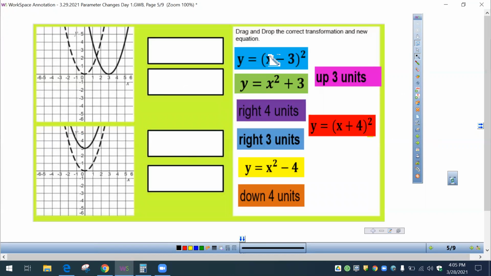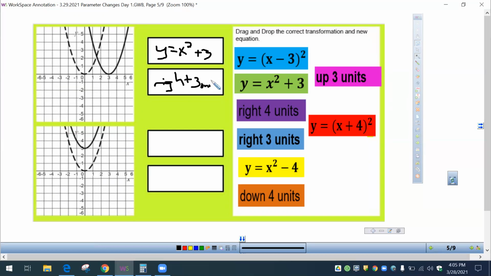Same thing. You have all these 4 choices. The dotted one here is the parent one, and you can tell because it starts at 0, 0. You're going to tell me what happened with the new one. You see how this one goes over 3. You would put y equals x squared plus 3. You would graph this one and see that it looks like the one on the right, and then you would tell me what happened: moved to the right 3 units, and you would drag that answer over there.